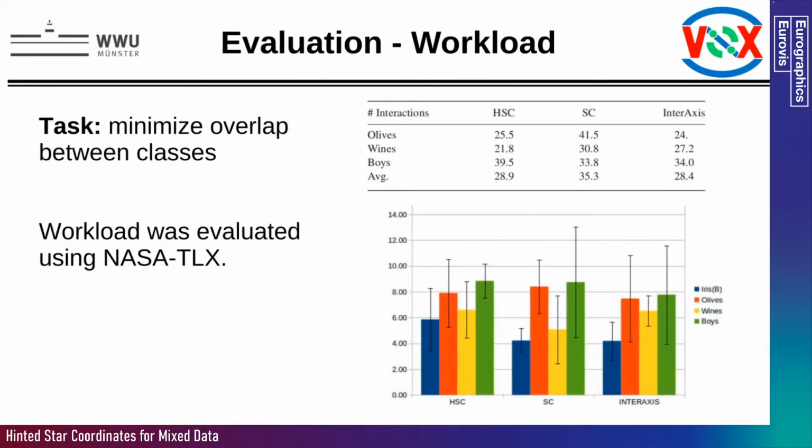We evaluated as well the workload and interactions from the aforementioned approaches. We found that the number of axis interactions for hinted star coordinates were typically below the interactions of star coordinates. In terms of workload, hinted star coordinates has a larger initial workload than the other approaches due to its initial complexity. However, its workload has a lower variation than other approaches, possibly due to its learning effect.